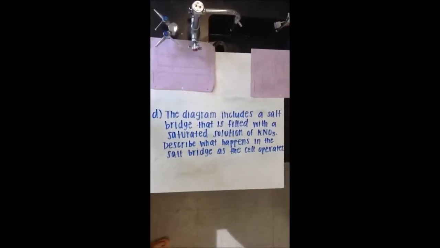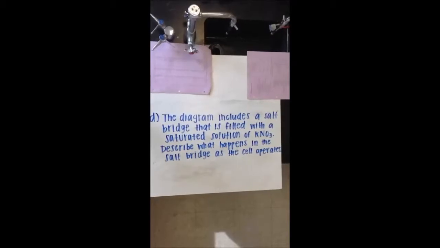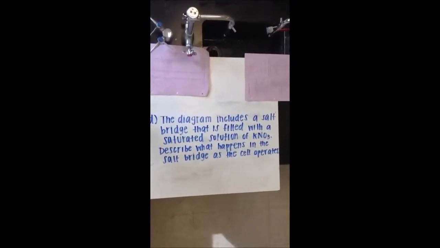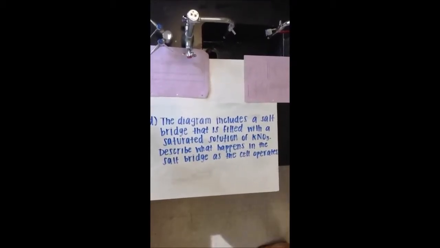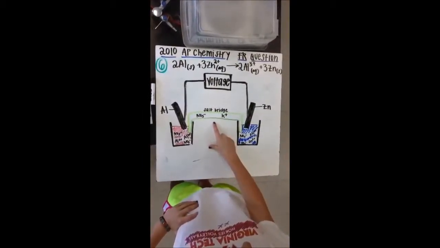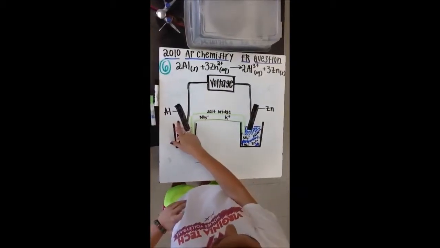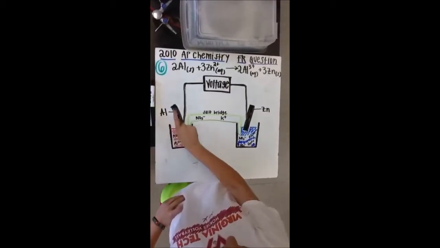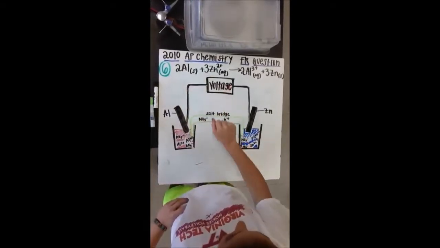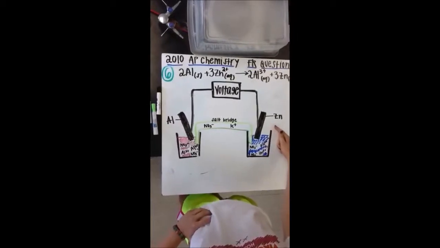Question D reads, the diagram includes a salt bridge that is filled with a saturated solution of KNO3. Describe what happens in the salt bridge as the cell operates. So here we have our salt bridge with our KNO3 solution. As we said in part C, aluminum solid is going to be oxidizing, which means it's going to be giving away electrons, sending them up to the voltmeter to show us a reading. Zinc solid is going to be accepting electrons.